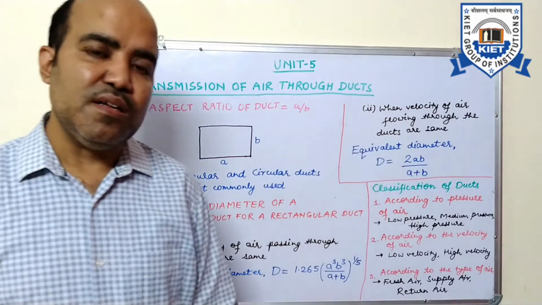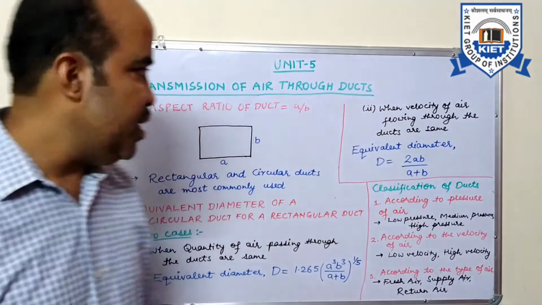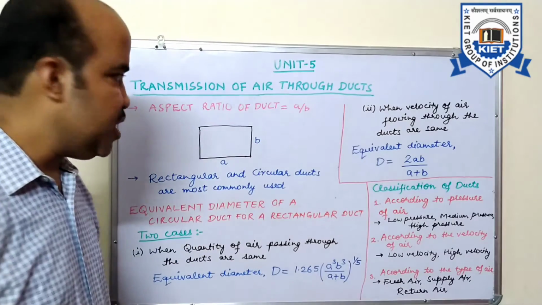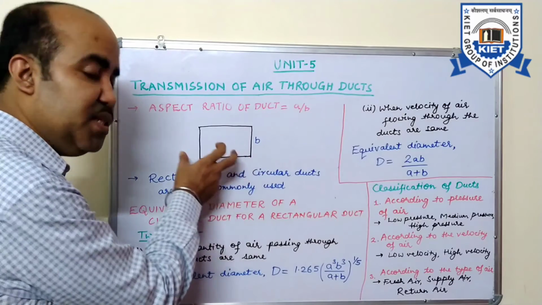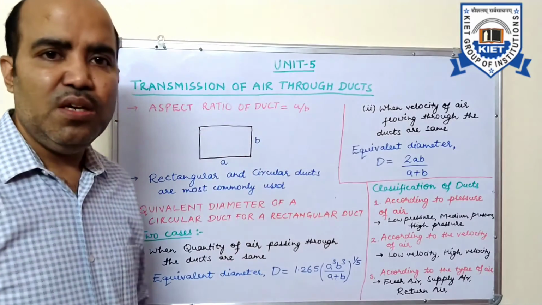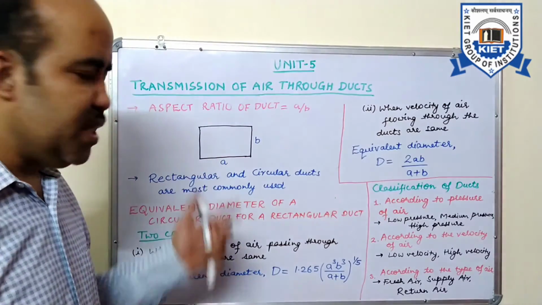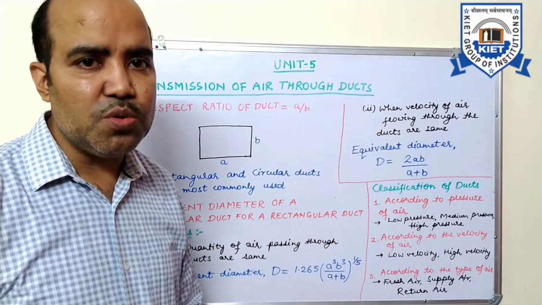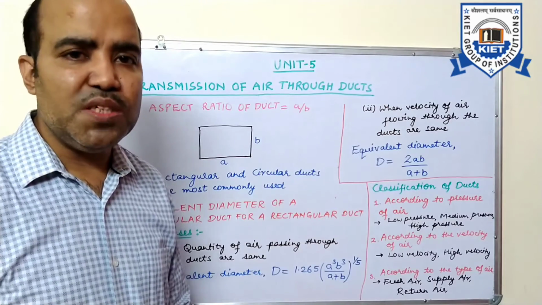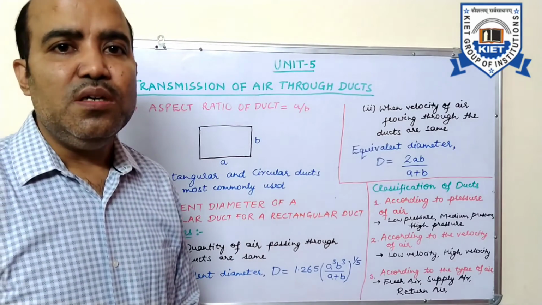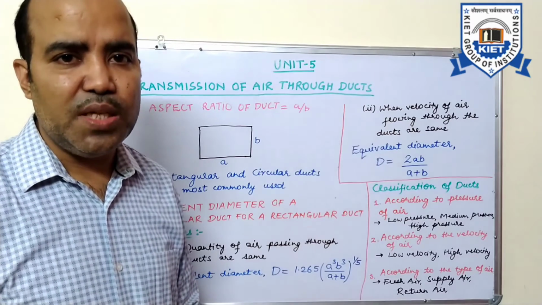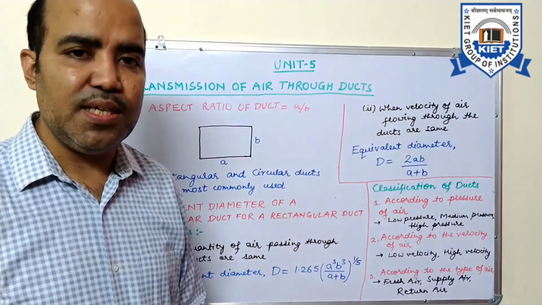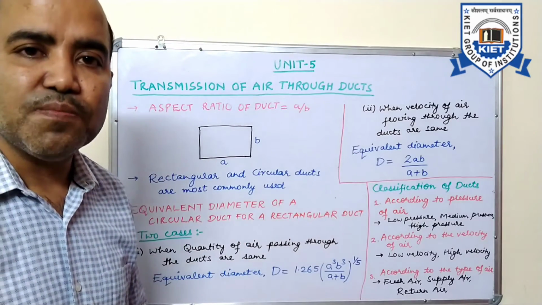In a duct, the most important parameter is the aspect ratio. If I am talking about the rectangular duct, the aspect ratio is defined as the ratio of the larger side of the duct to the smaller side of the duct. This value should be closer to 1, and in no case should it be greater than 4, because if it is greater than 4, there will be a number of losses when the air flows through the duct. So an aspect ratio greater than 4 is highly undesirable in rectangular ducts.